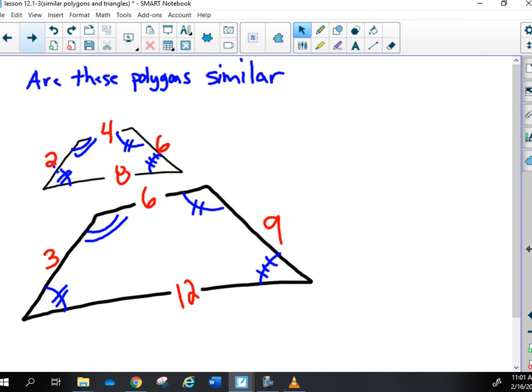Oh, I got polygons here. Now on polygons, tell me if these polygons are going to be similar.